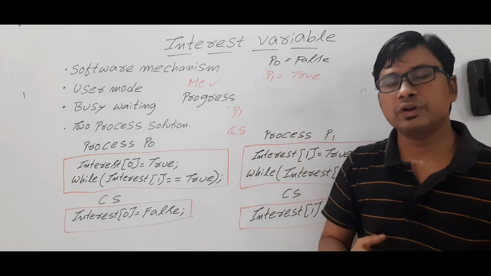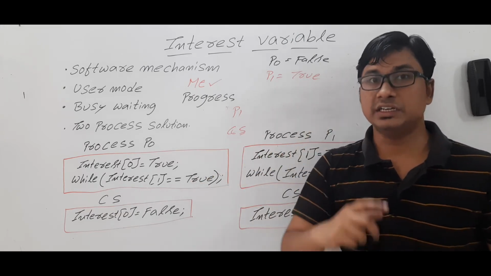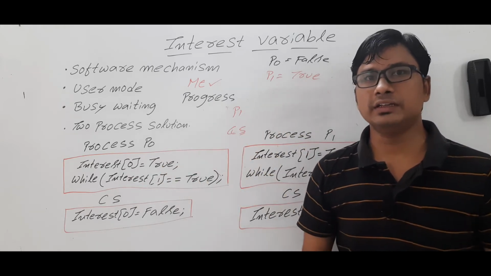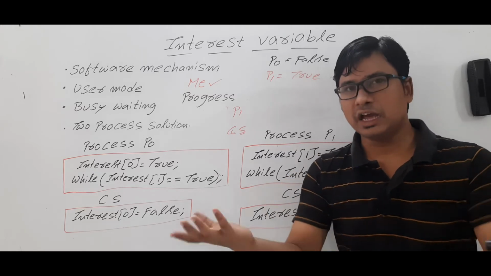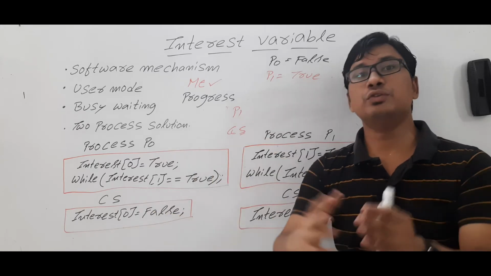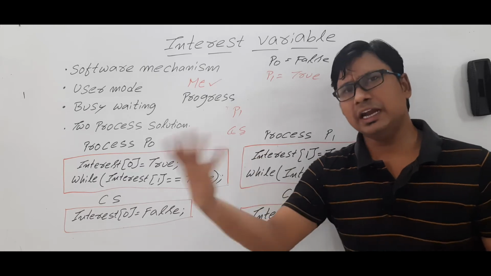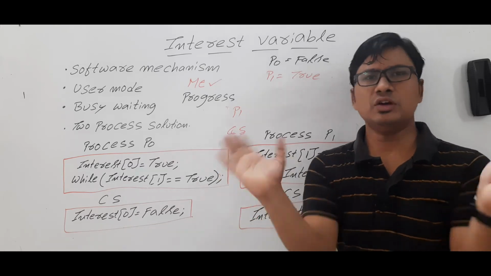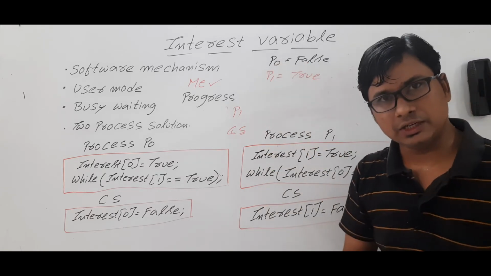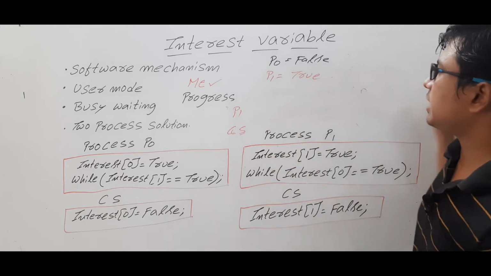So what is meant by progress? In a two-process solution, if one process does not want to enter into the critical section, it should allow another process to enter into the critical section. Am I right or wrong? It is not like that I do not have any interest to study operating system, I should force my friend not to study the operating system. Am I right or wrong? If I am not interested to study the operating system, let my friend study. Is it clear? If he is also not interested, then no problem. Am I right or wrong? So when P0 does not want to enter into the critical section, when P1 wants to enter into the critical section, it is allowing. Let's take another scenario.